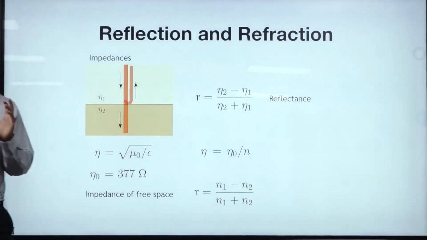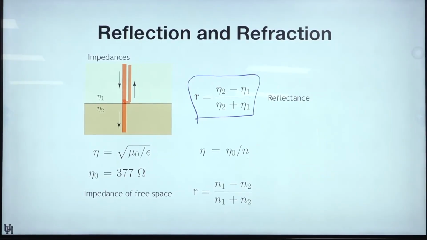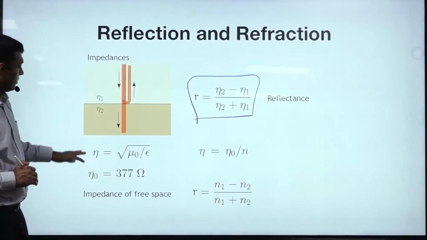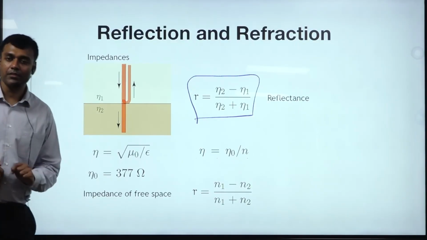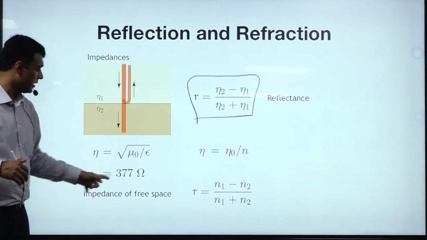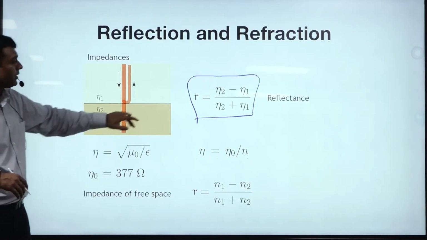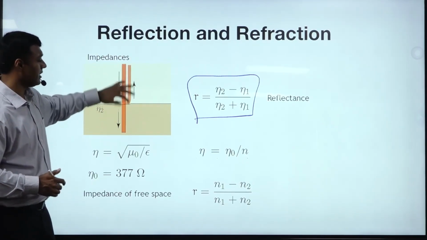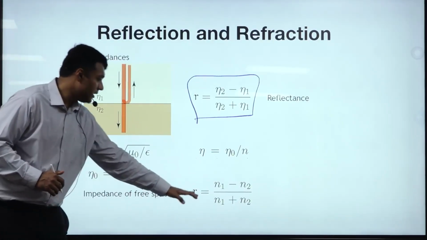Whenever there is a change, several things happen, and one is reflection. The amount of reflection is given by the reflectance or the reflection coefficient, which is eta 1 minus eta 2, where eta is the square root of mu naught by epsilon. Epsilon is the permittivity of the medium. If it is air, it is epsilon naught, and that has some constant. It's called the impedance of free space. So eta 1 and eta 2 are the impedances of this medium and this medium, which is related to the refractive index. So it's n1 minus n2 divided by n1 plus n2, where n is the refractive index.